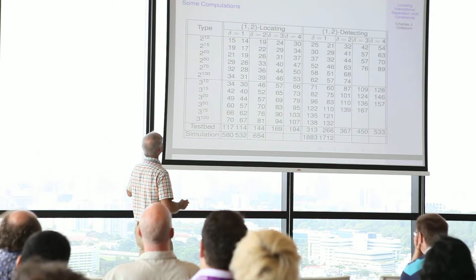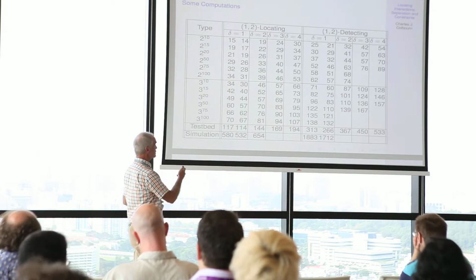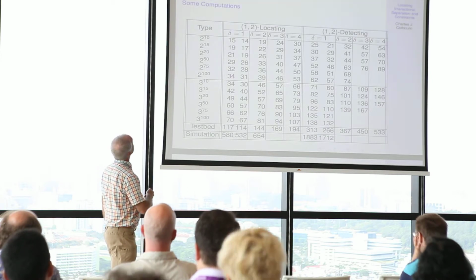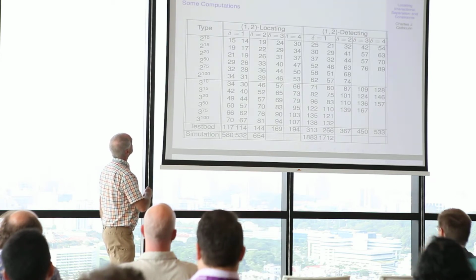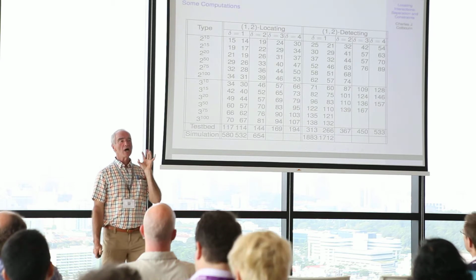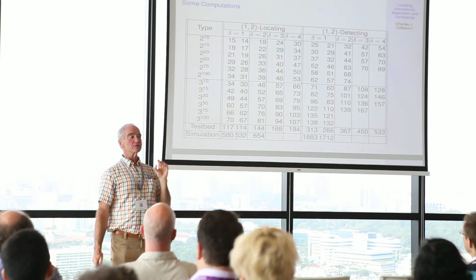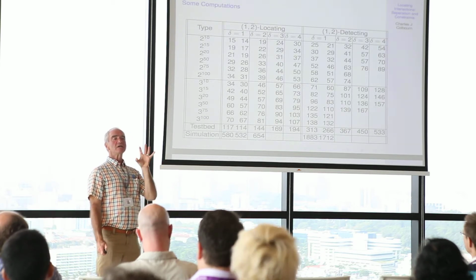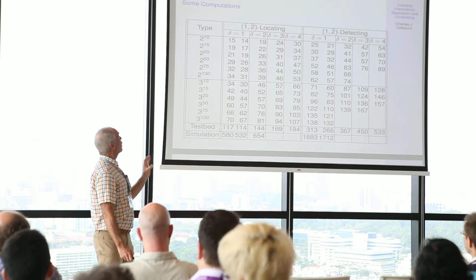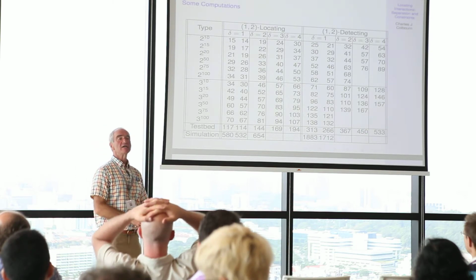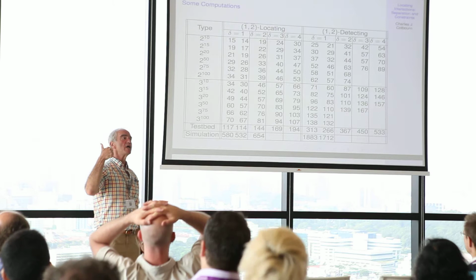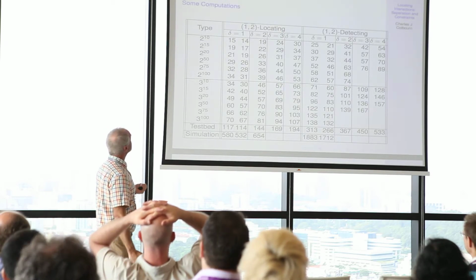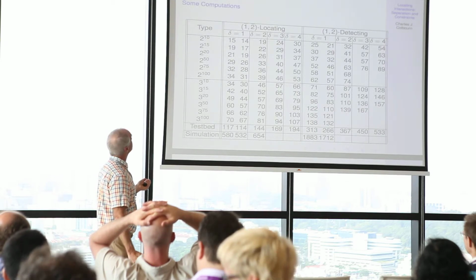So what's going on here? Well, let me just pick one of these rows and say something about it. Let's look at this 2 to the 100 row. That means 100 binary factors, and what we're building here is a 1-2 locating or 1-2 detecting array. So a single two-way interaction to locate it or detect it. And these are all numbers of rows.